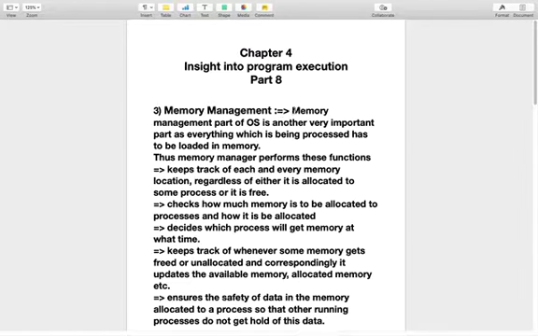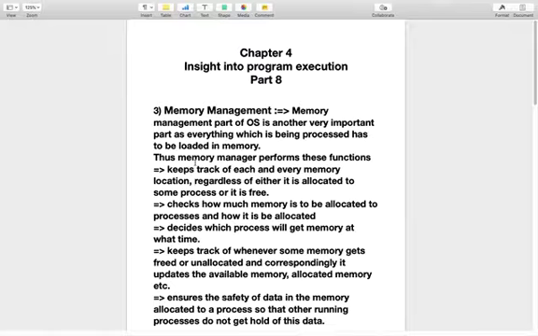Memory management is another very important part of the operating system, as everything which is being processed has to be loaded in the memory. So whatever task, process or program we want to load in memory, this is called memory management, and this task is done by the operating system. Thus the memory manager performs these functions.